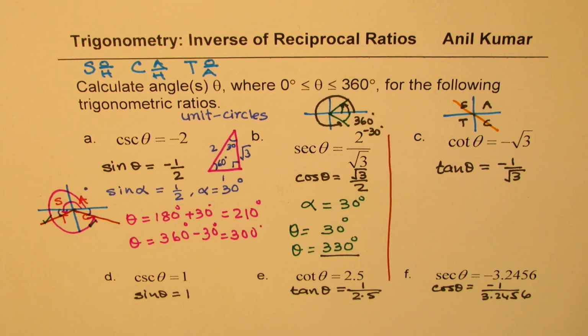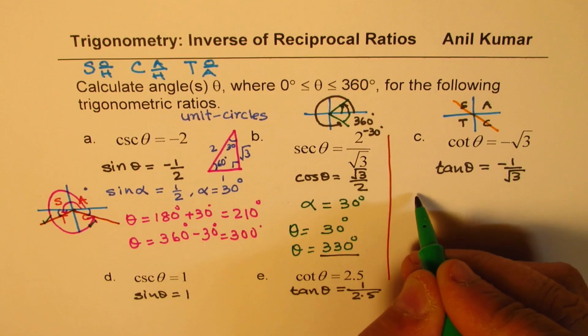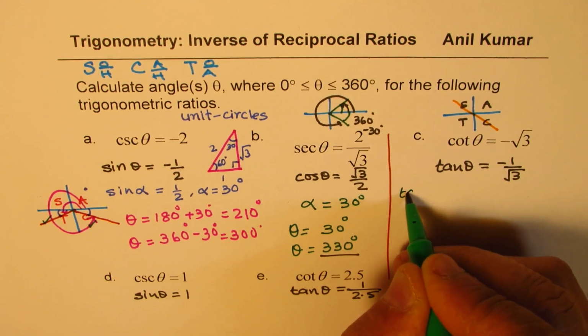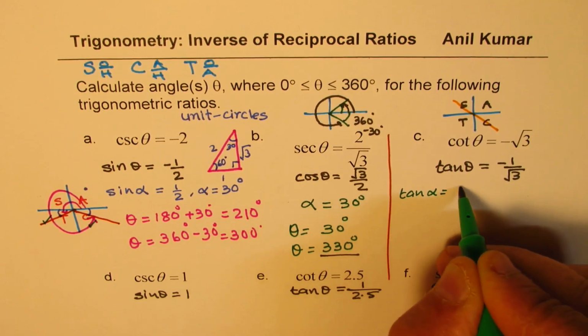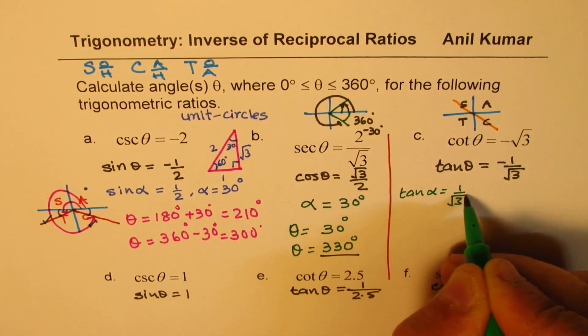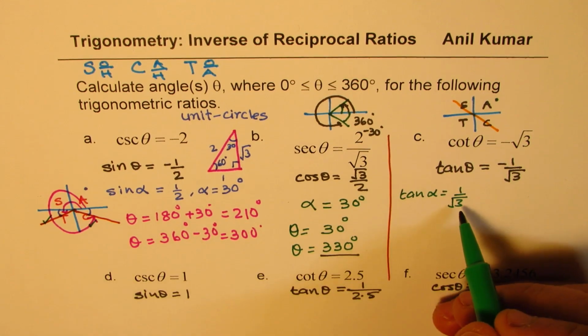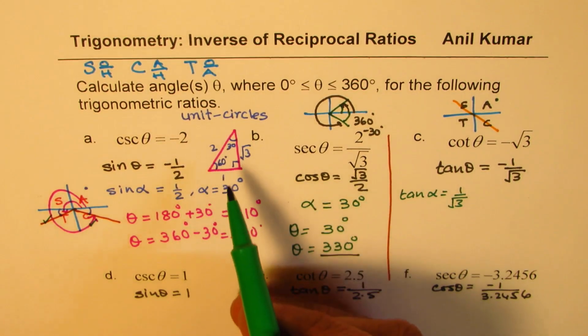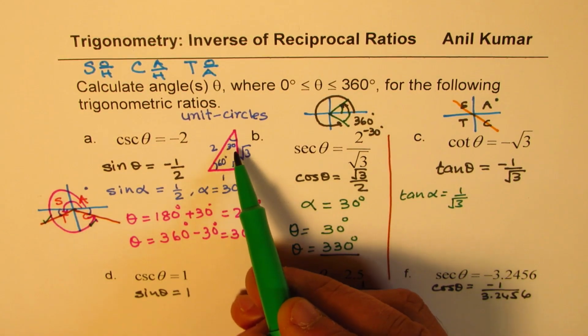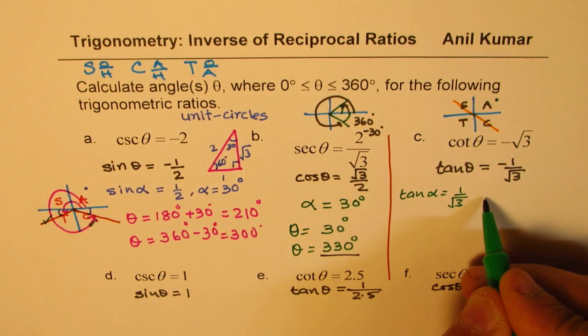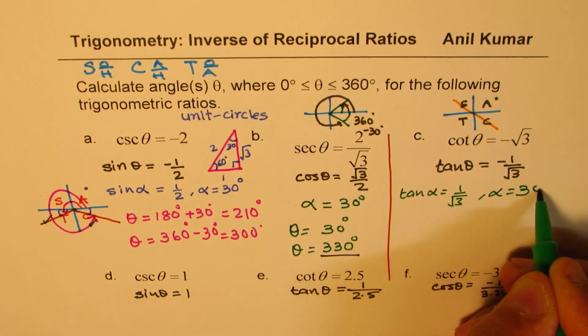Okay, so now we know we are looking for 1 over square root 3. We'll look for the acute angle first. That is to say, what is tan alpha equal to 1 over square root 3? Acute angle means we try to find this angle where all are positive. Perfect. Now 1 over square root 3, tan is opposite over adjacent. Opposite over adjacent is 30 degrees, right? So that gives alpha as 30 degrees.